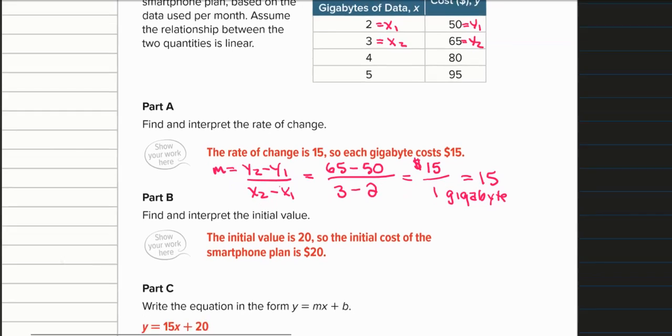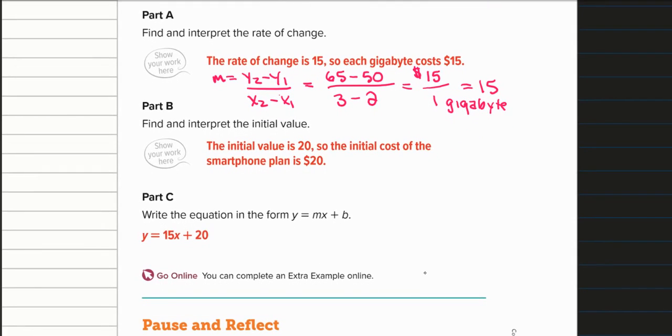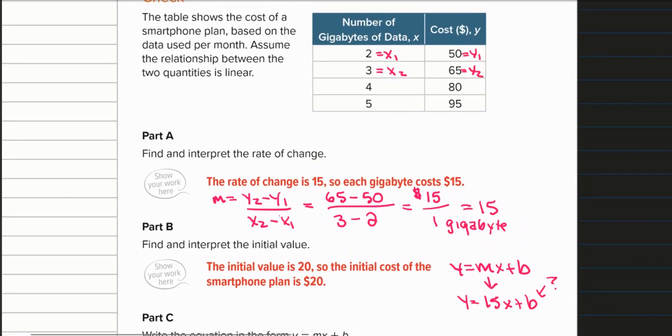Next, we're going to have to actually plug in. So we're going to start with y equals mx plus b. We're going to plug in our m, so we have y equals 15x plus b. Our b is what we're still confused about, but we can pick any point from our table. We can pick 2, 50, 3, 65, 4, 80, 5, 95. Usually just pick the smallest one. So we're going to pick our 2, 50.